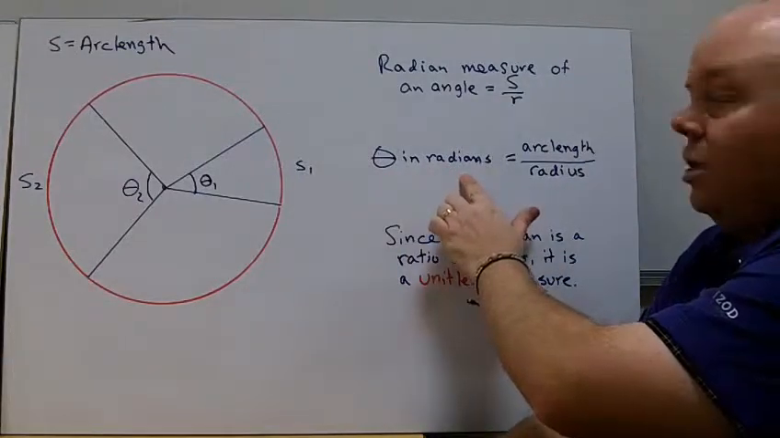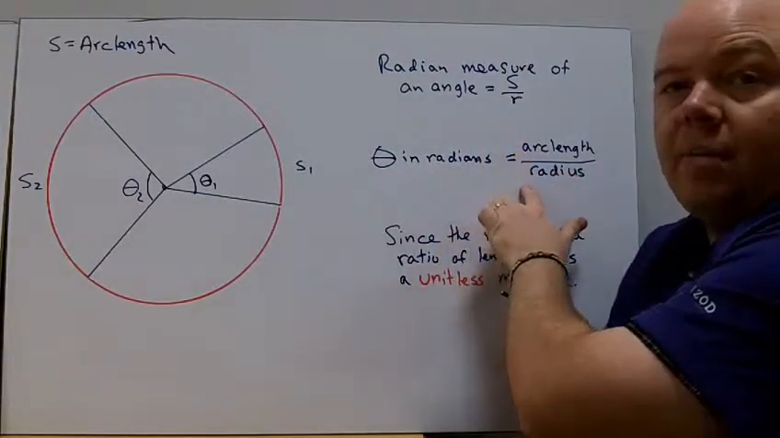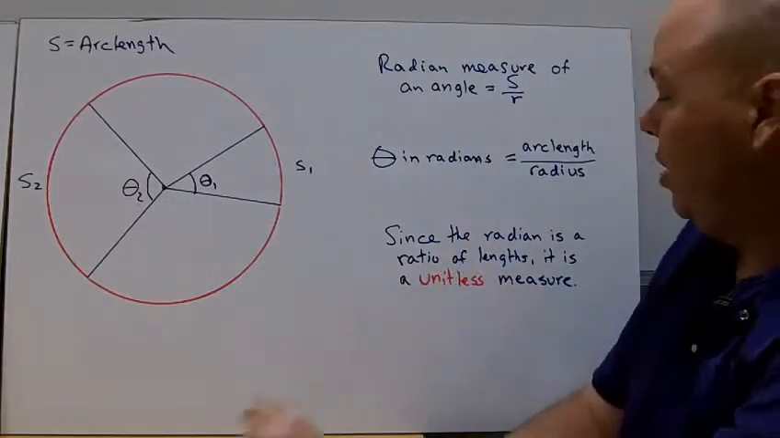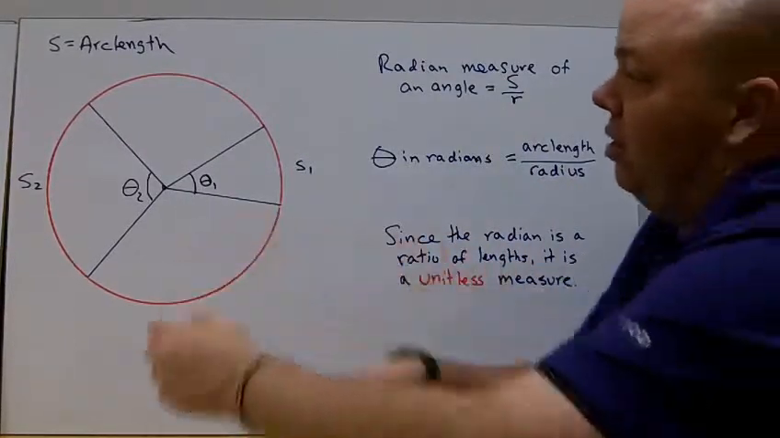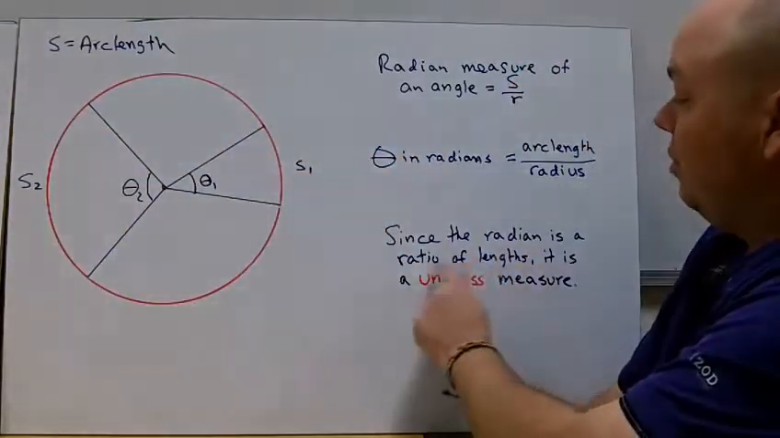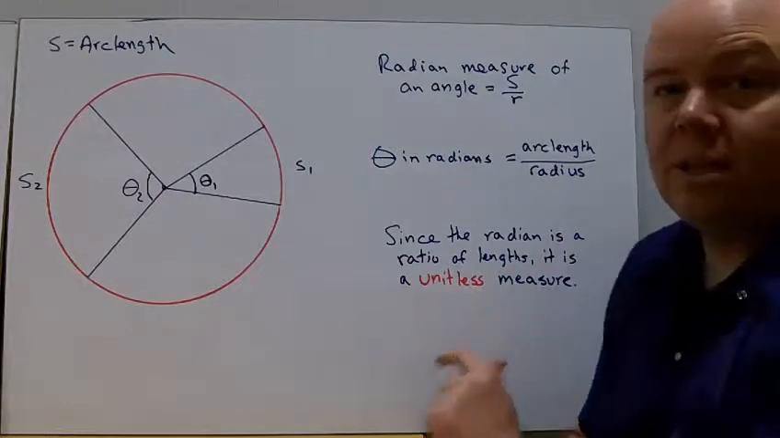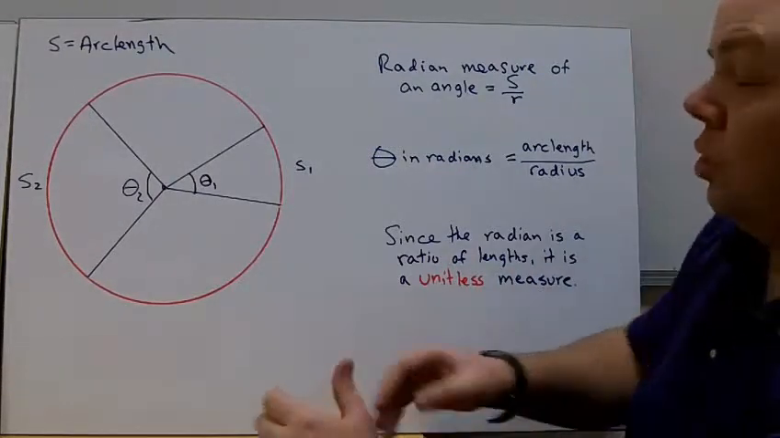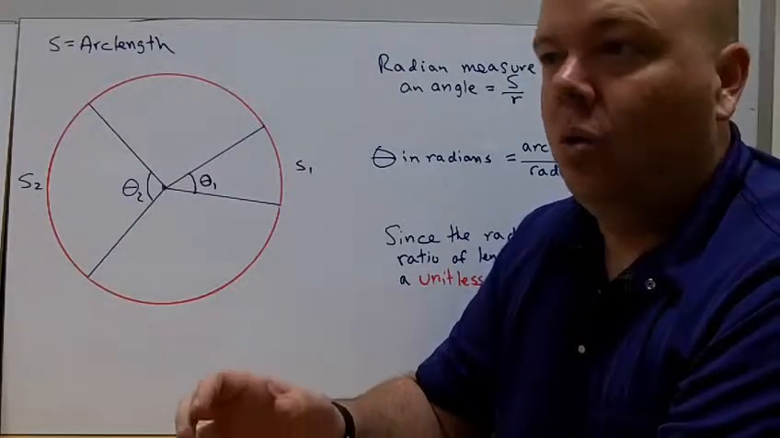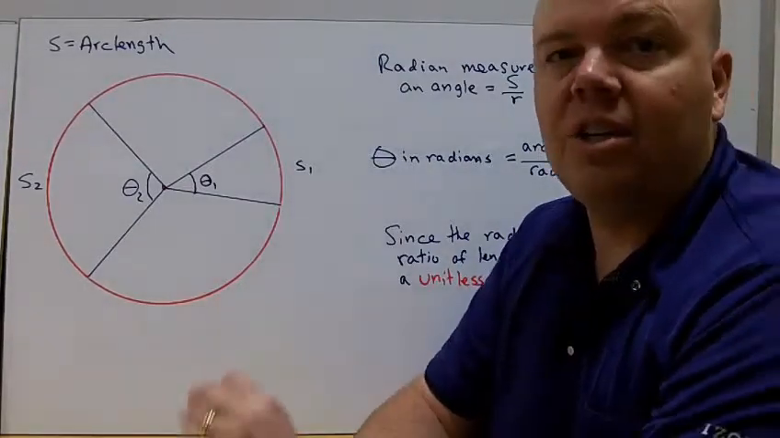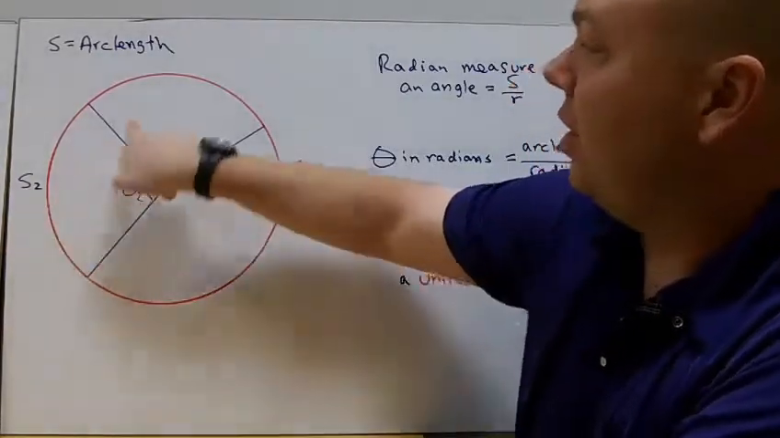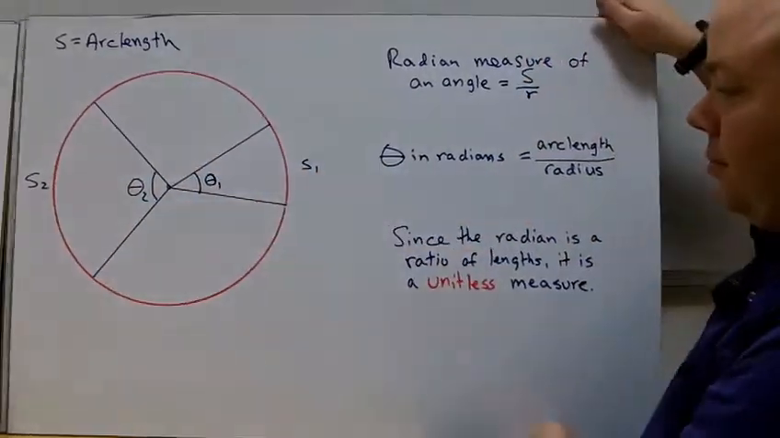Theta in radians is equal to the arc length divided by the radius. Since a radian is a ratio of the lengths, it is a unitless measure. So it doesn't have any units to it. It's not like feet or inches or seconds. It is just a measure of the ratio of the arc length divided by the radius.